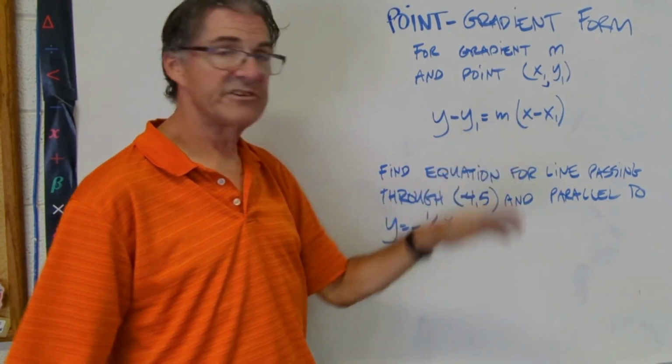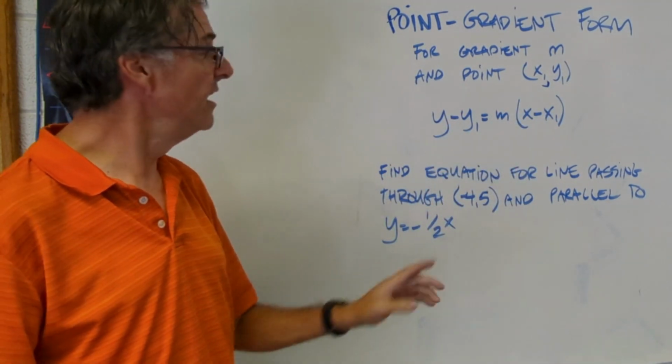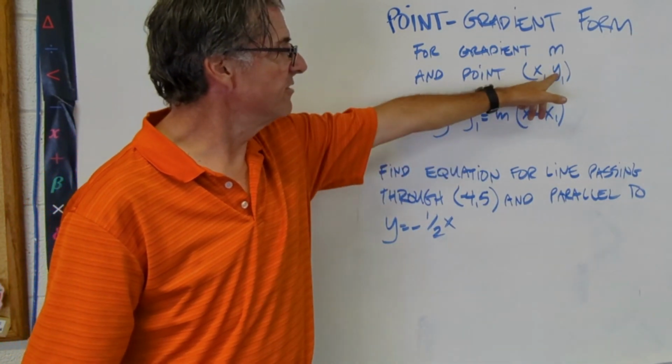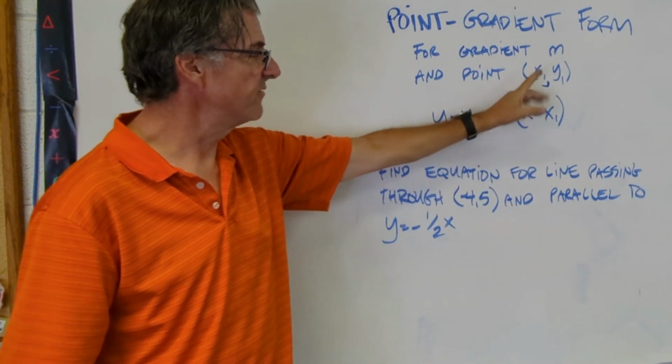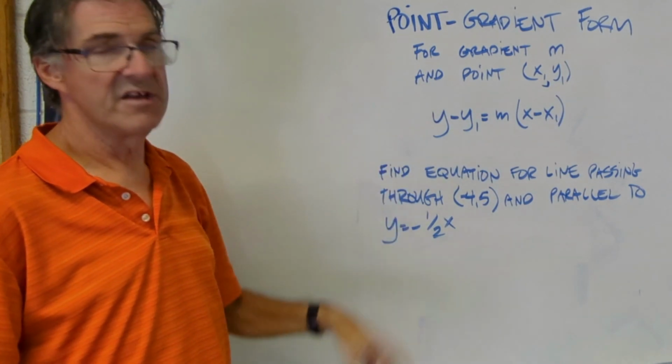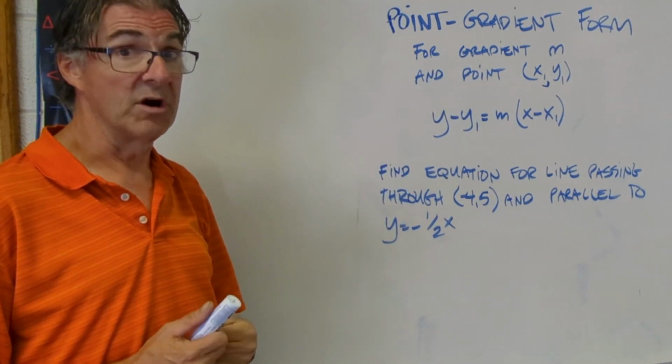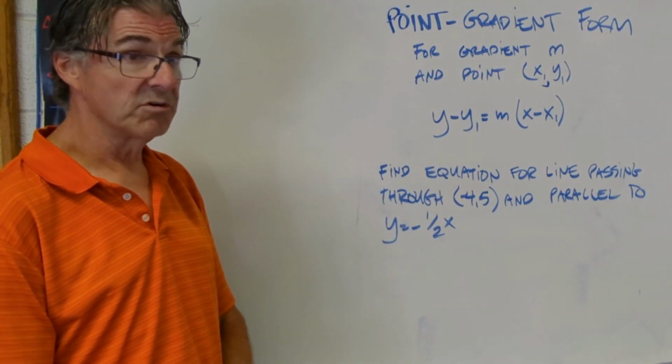The y and the x are just going to stay y's and x's, but the y1 is going to be the value for that, and the x1 is going to be the value for that. We can simplify this on down and get back to gradient-intercept form. So that's just what we're going to do.